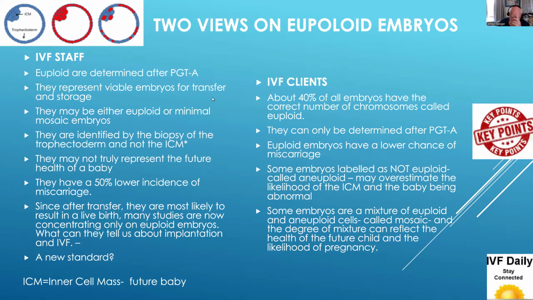There are two different viewpoints on euploid embryos: one if you're a staff member and one if you're an IVF client. From a staff point of view, euploid embryos are determined after pre-implantation genetic testing for aneuploidy. They represent viable embryos for transfer and storage. They may either be euploid or minimally mosaic embryos. They are identified by the biopsy of trophectoderm and not the inner cell mass. They may not truly represent the future health of a baby, but they have been shown to have 50% lower incidence of miscarriage and a shorter time to pregnancy.